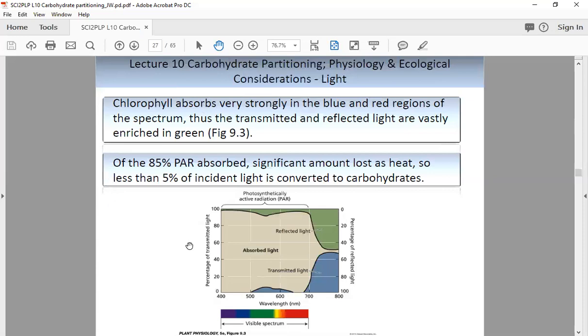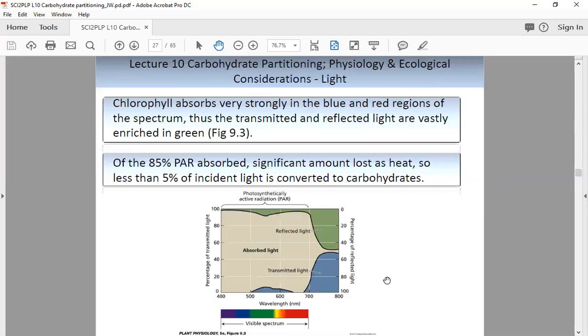In this graph here, this is actually showing the spectral properties of a bean leaf. The percentages of light that are absorbed by a plant are shown here in grey as a function of wavelength down here. The reflected light is shown in green, and we've got transmitted light shown in blue. I really don't like these graphs. To me, they're a little bit difficult to read, but anyway, this is what your textbook is showing.